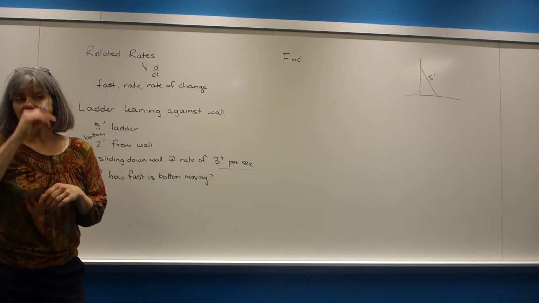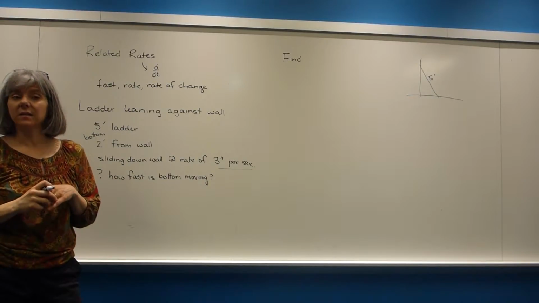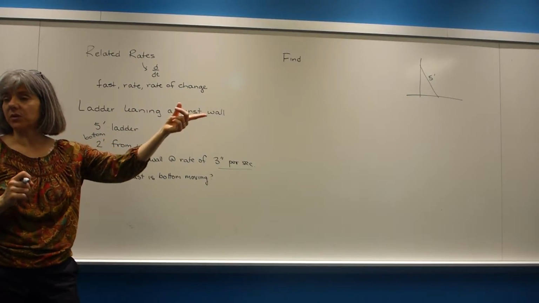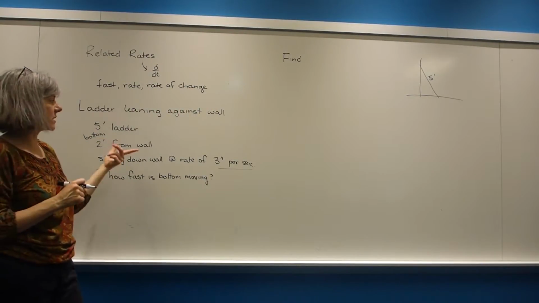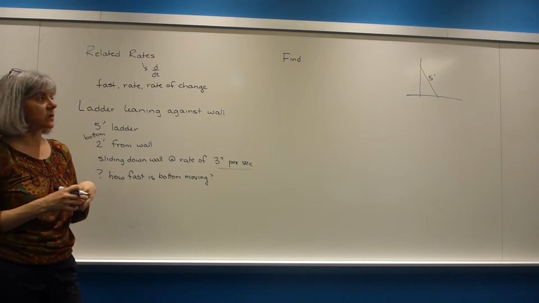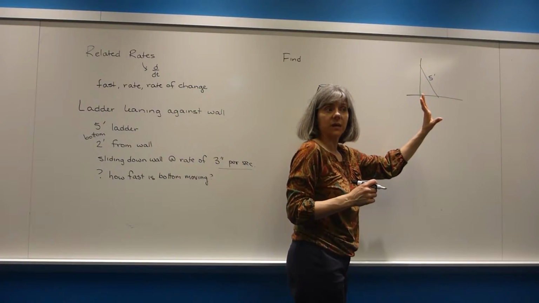You can only write a number on the picture if it does not change. Because this is a related rate, we want to know about the rates. So the only number that goes on the picture is the number that does not change. Does the length of the ladder change? Not in our present universe. So that's the only number that goes on here. Everything else gets a variable.